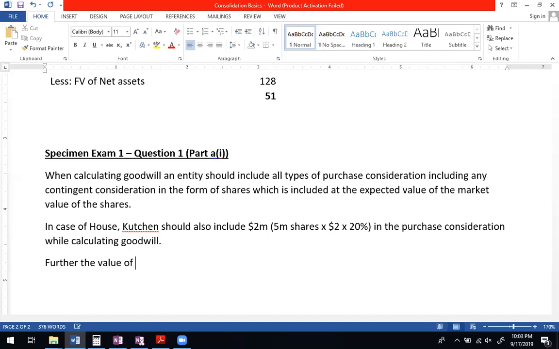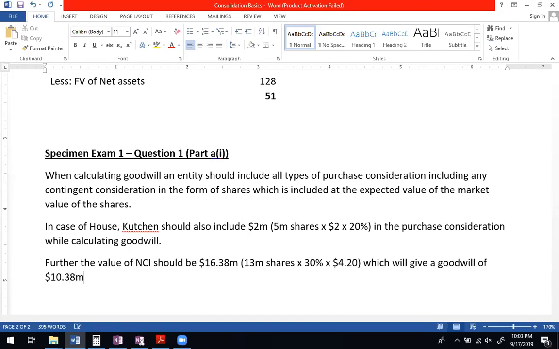Further, the value of NCI should be $16.38 million, which is 13 million shares into 30% NCI into $4.2 of the share price, which will give a goodwill of $10.38 million.